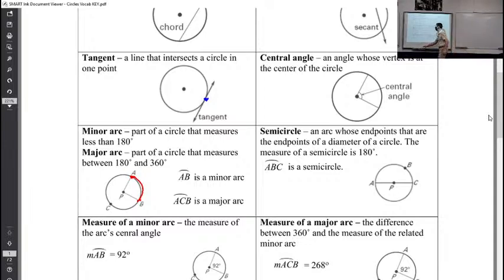Two more terms here. If we are going less than halfway around the circle, we have a smaller arc. That means it's going to measure less than 180 degrees, and that's going to be called a minor arc. If we're going more than halfway around the circle, and that means it's going to measure more than 180 degrees, then that's going to be called a major arc. It's going to be a bigger arc because we're going more than halfway around the circle.